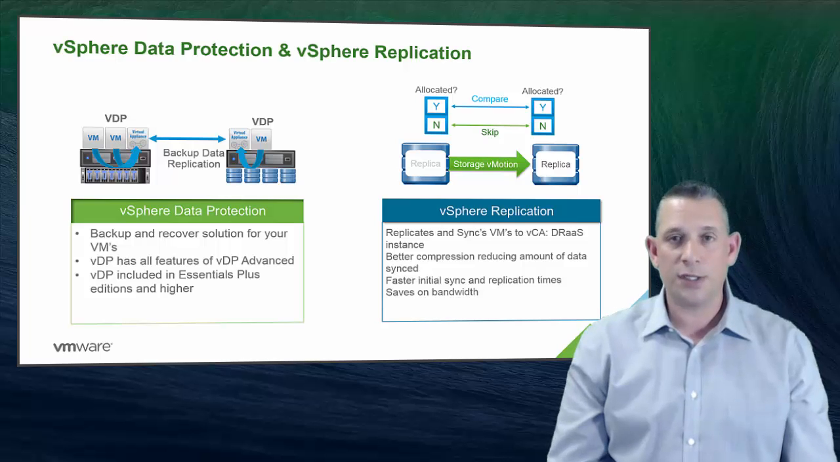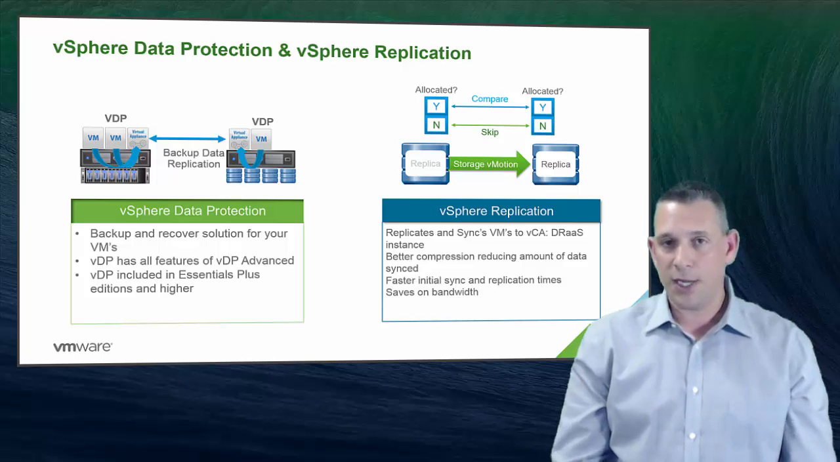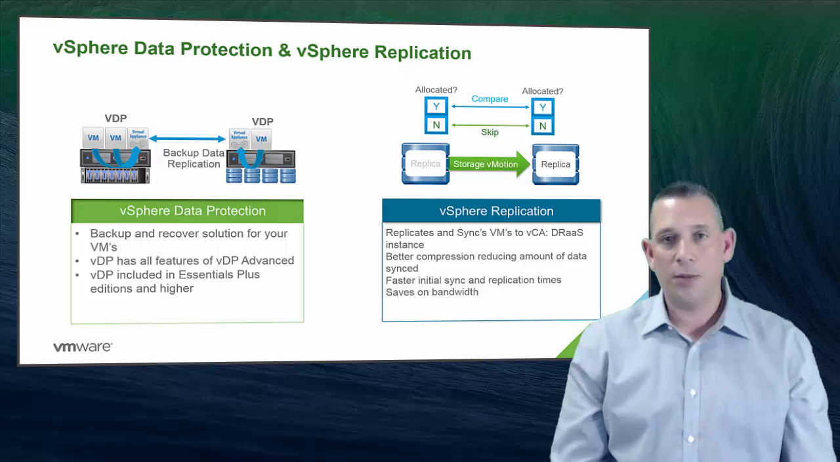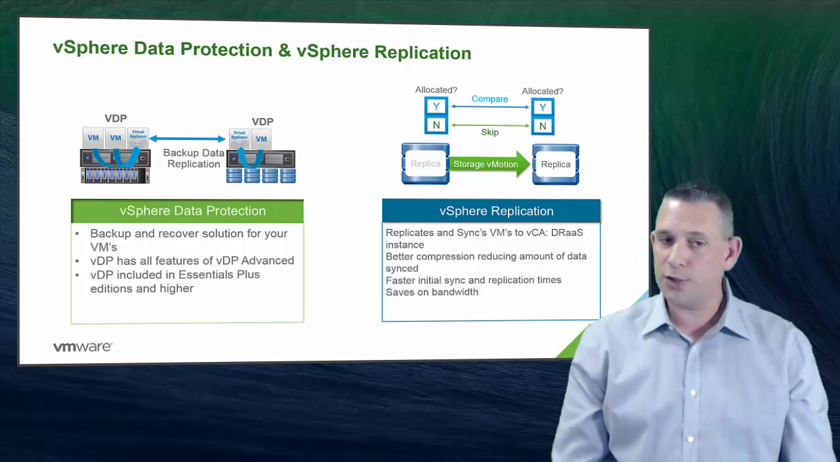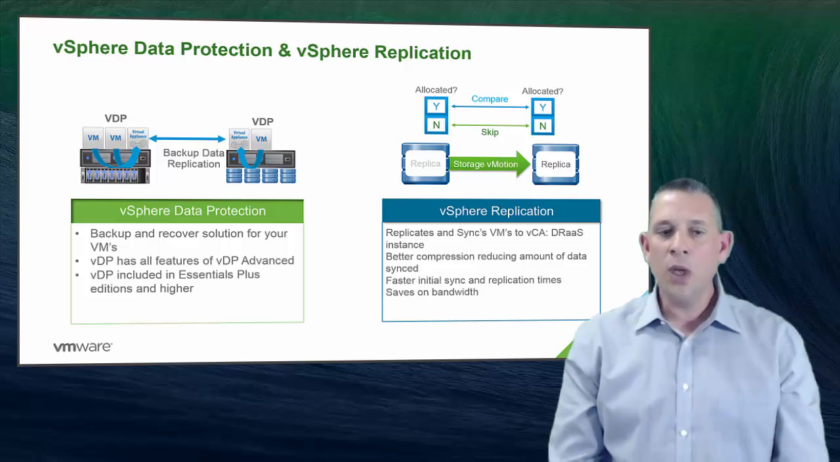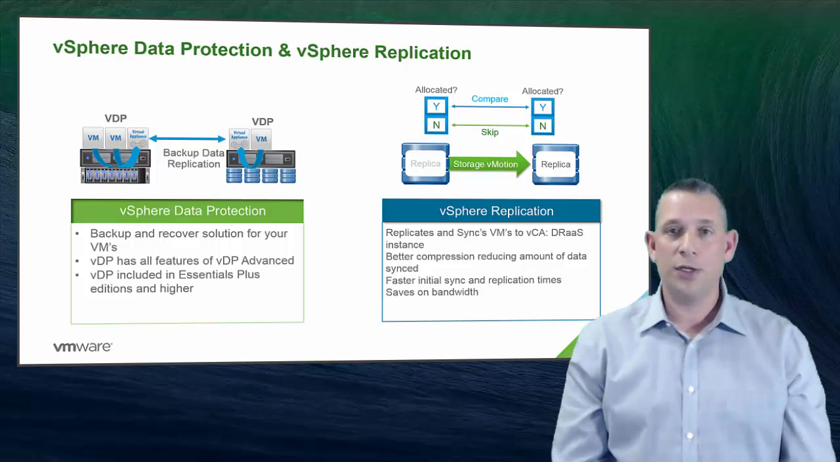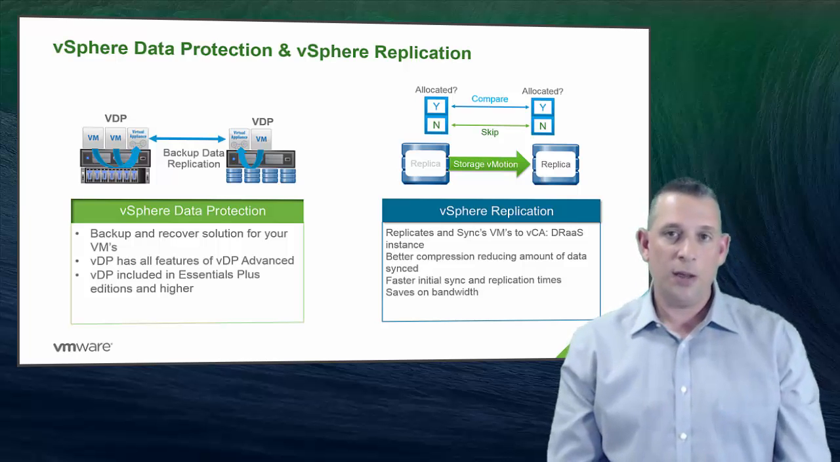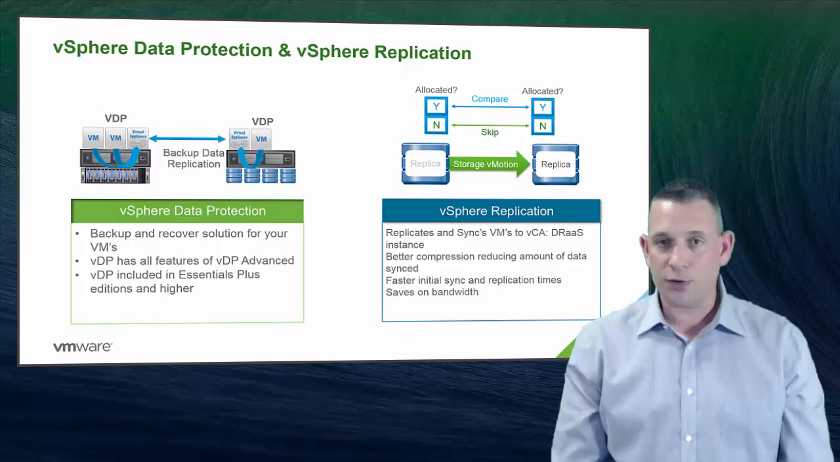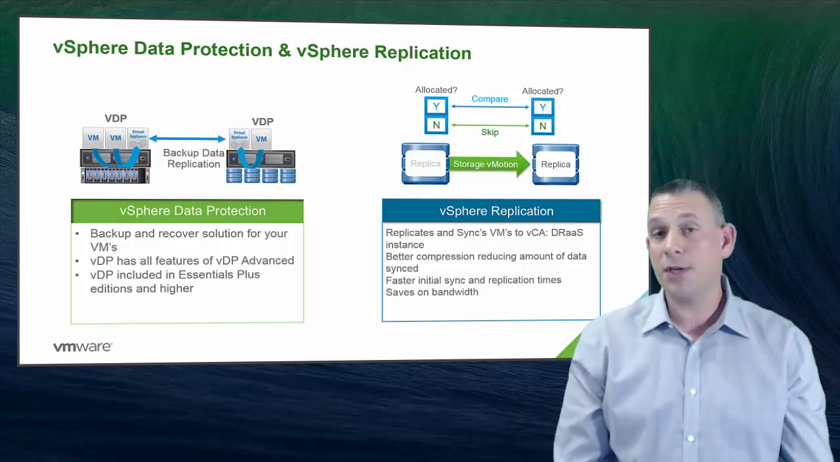So now vSphere 6 comes with vSphere Data Protection, and that is available in the Essentials Plus or higher editions. It comes with it. There's no extra cost. So as long as you are purchasing Essentials Plus or higher, you will get the VDP capability with no extra cost, and you'll get the full features of the previous Data Protection Advanced.